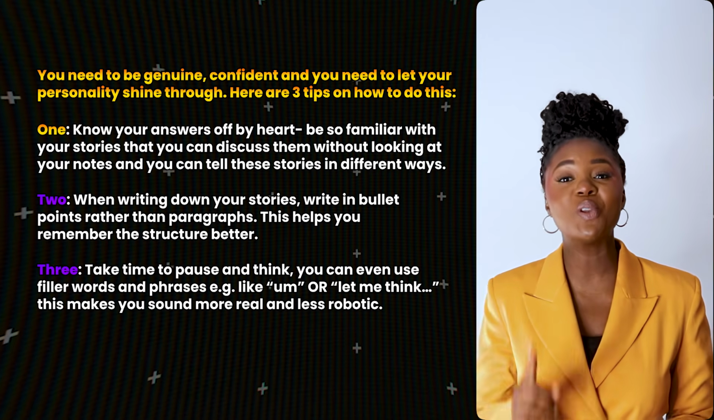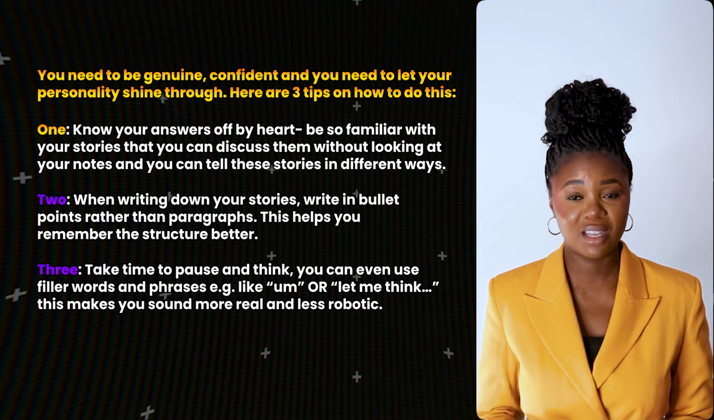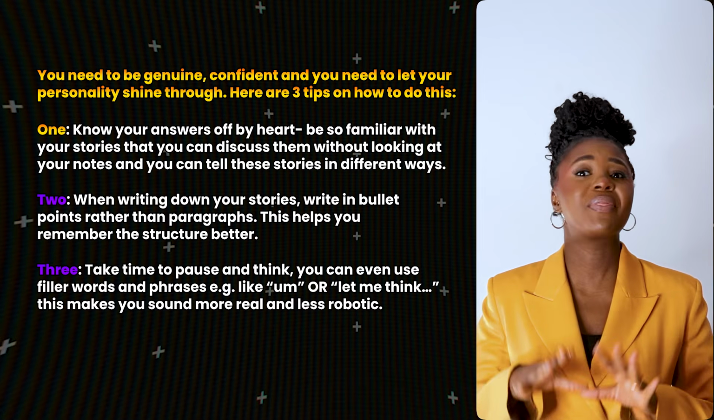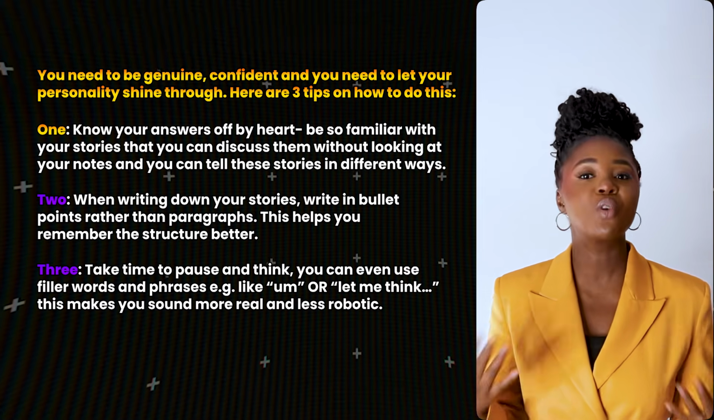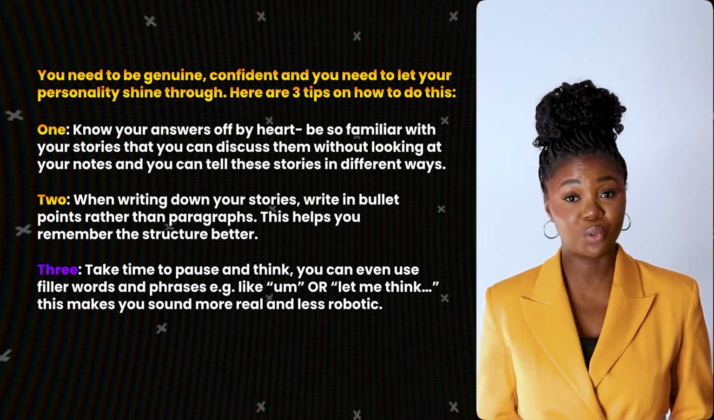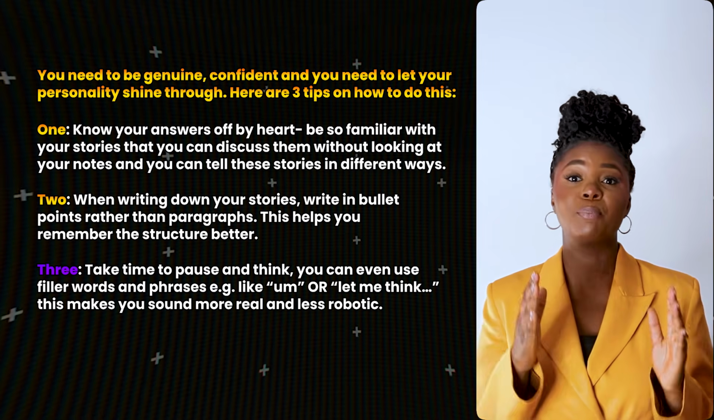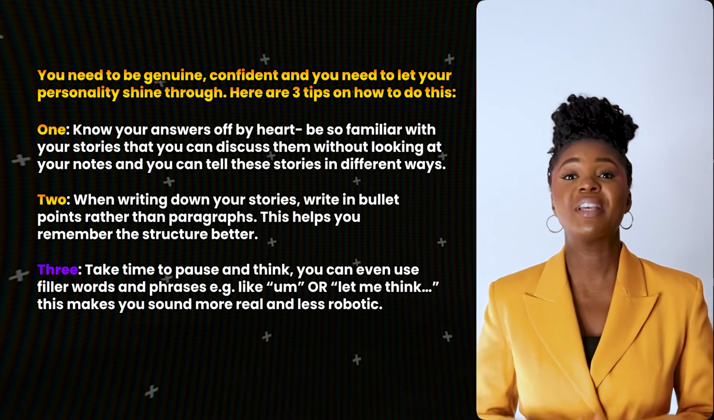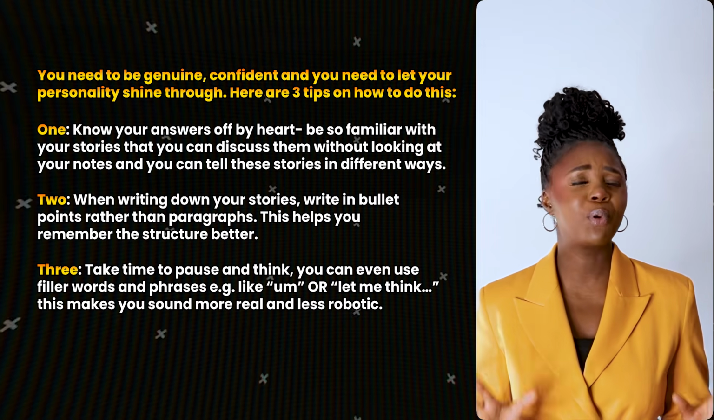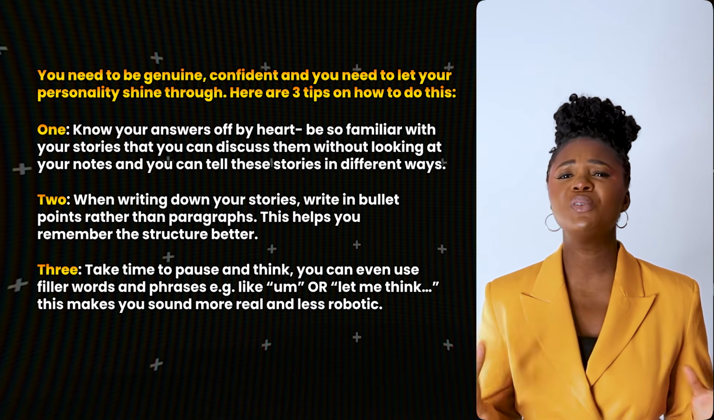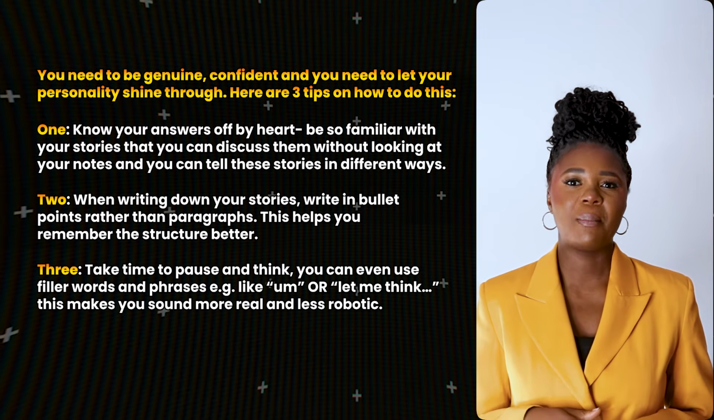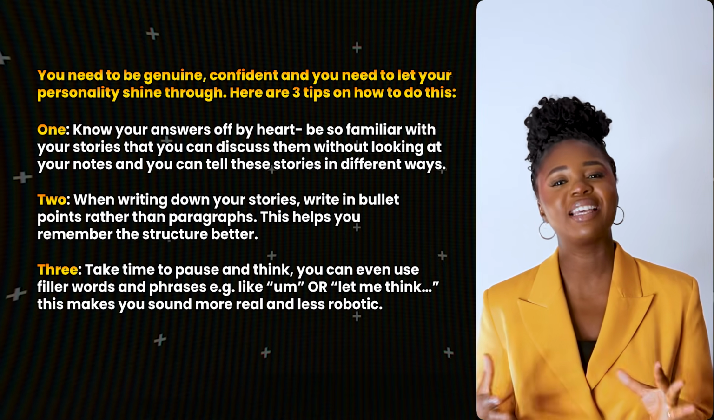Number 1 is to know your answers off by heart. Be so familiar with your stories that you can discuss these stories without looking at your notes, and you can talk about these stories in different ways. Number 2, when writing down your stories, write your stories in bullet points rather than paragraphs, because this helps you to remember the structure better. Number 3, take time to pause and think. You can even use filler words like "um" or "get the gist." This makes you sound more real and less robotic.